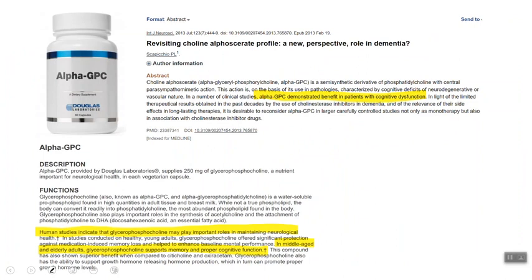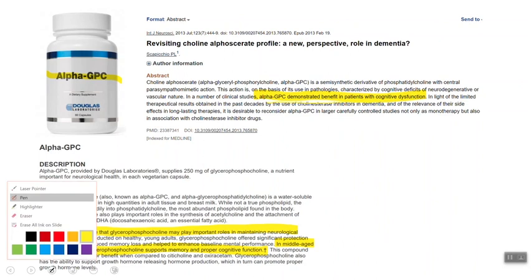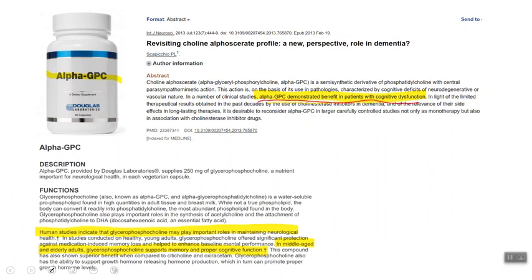All right, so here's some studies. Alpha GPC, this is a supplement that you can get online. It demonstrates benefits with cognitive function. Like it helps your brain, okay? It plays an important role in maintaining neurology. In middle-aged and elderly adults, alpha GPC helps support memory and proper cognitive function. So these are supplements that you can take.